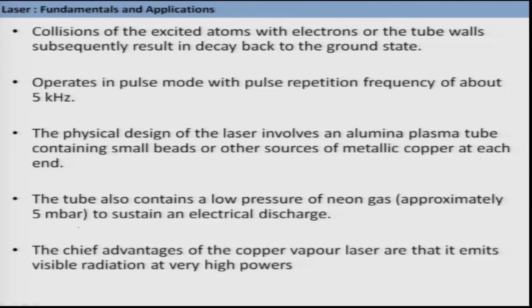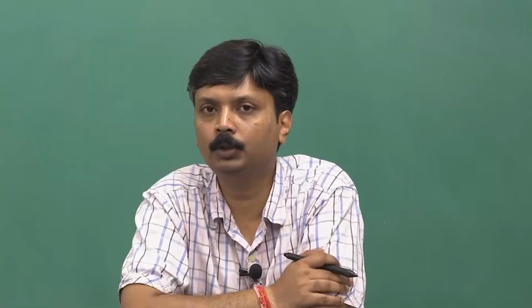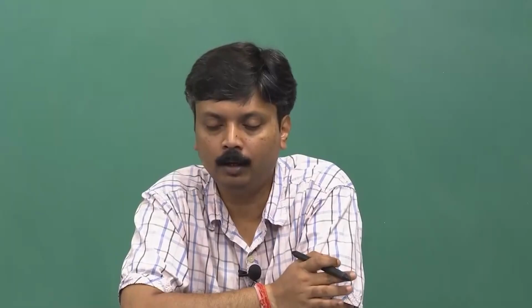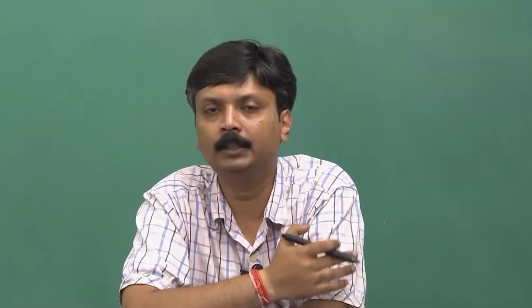Now the basic advantage of the copper vapor laser is that it emits very high power visible laser light. So this is used in various metallurgical applications, because it uses visible light and has very high power.